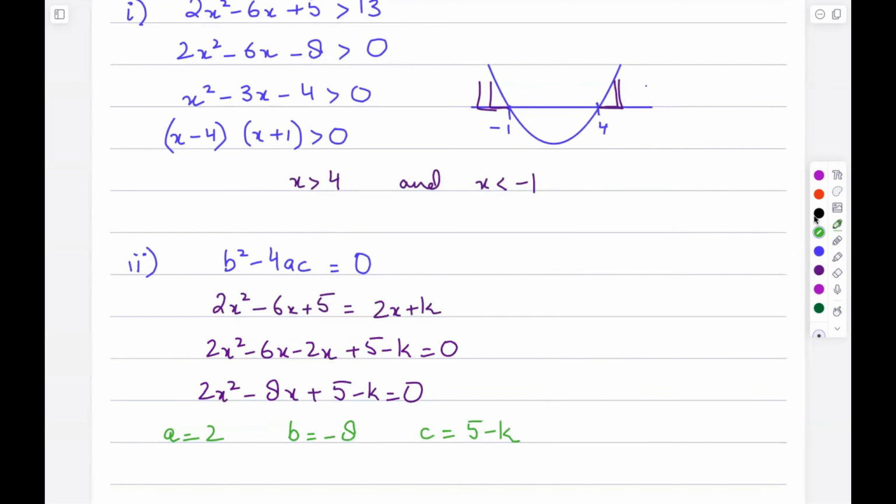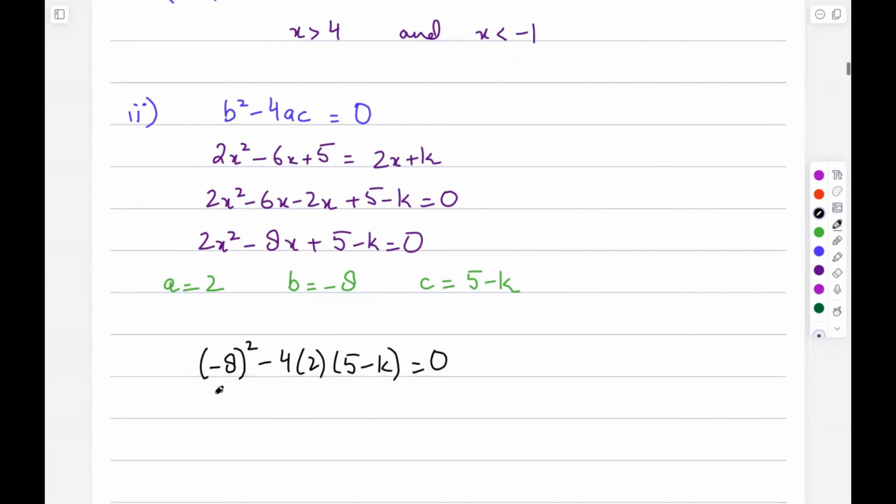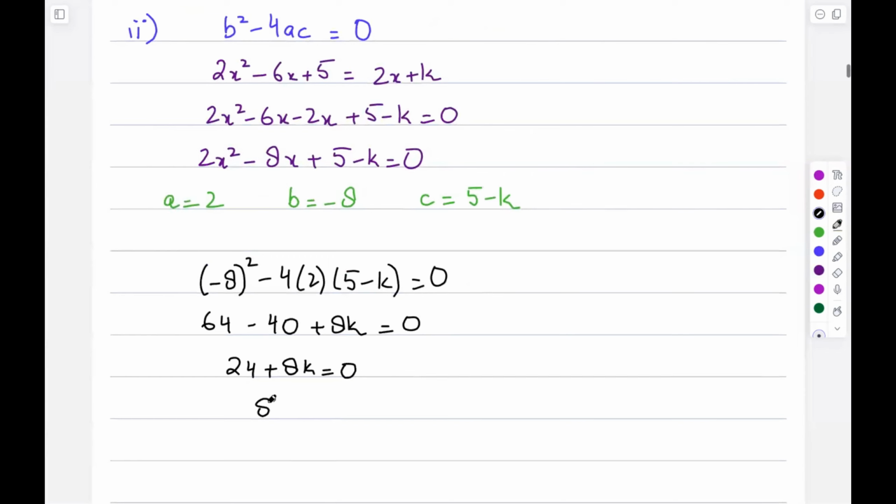Now substituting this in b squared minus 4ac, b squared will be minus 8 squared, minus 4 into 2 into 5 minus k, equals 0. Expanding, we'll get minus 8 whole squared, that will be 64. 4 times 2 is 8 and 8 times 5 will be 40. So this will become minus 40, and minus 4 times 2 times minus k will become a plus 8k. So 64 minus 40 will be 24, plus 8k equals 0. Taking 24 on the other side, this will be 8k equals minus 24. So the value of k will be equal to minus 3.